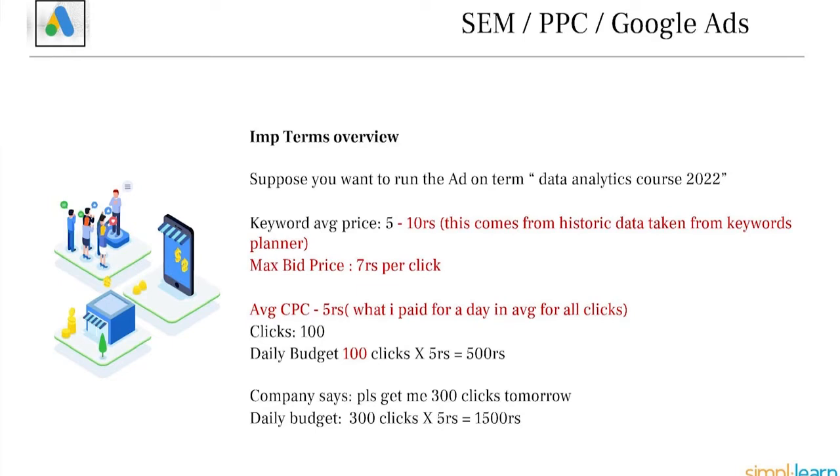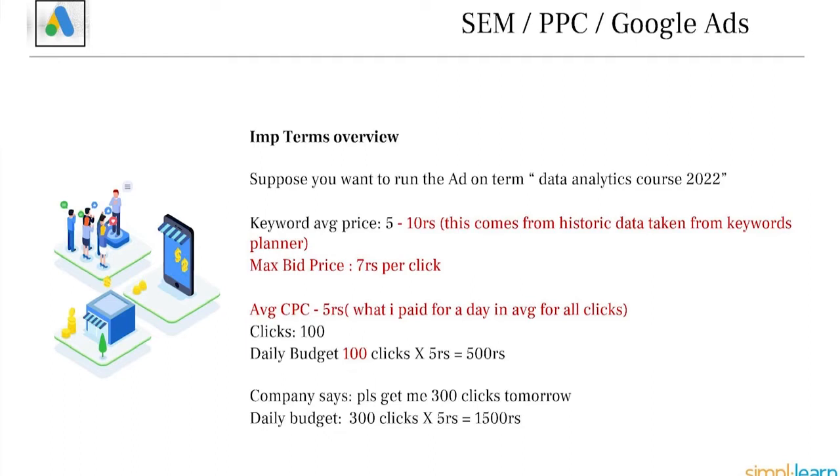That's why this would be easier to understand with an example. Suppose I want to run the ad on the term Data Analytics Course 2022. What I did is open the Google Keyword Planner. I did talk about this in the previous session, but I will take you through again how you use a keyword planner smartly. So I have got this data from the keyword planner that the average price I have to pay for this keyword to show my ad is 5 to 10 rupees.